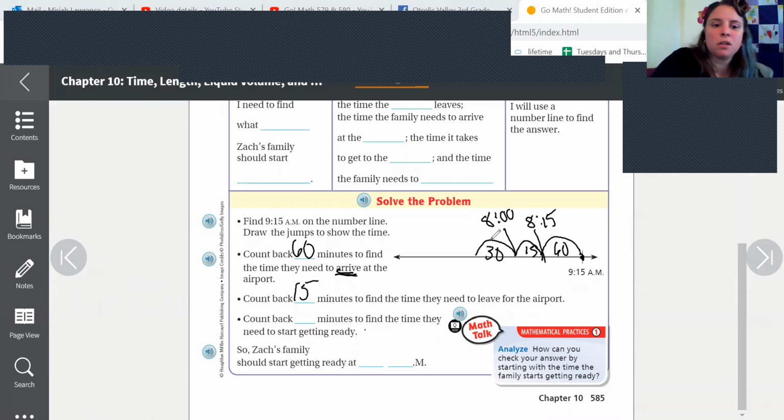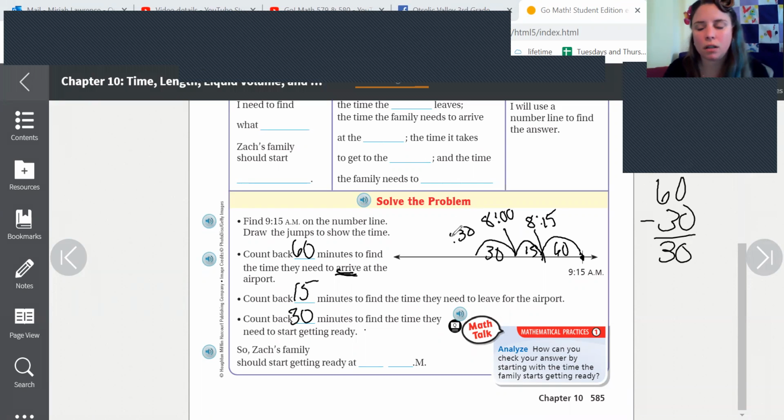I did not. So we need to count back 30 minutes from 8. 8 minus 30 minutes. So really, it's 60, because that's how much an hour is, minus 30, which is 30. So we know it's going to be something 30. What's the hour before 8?